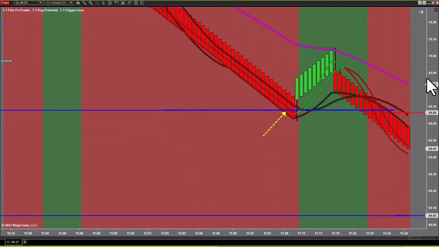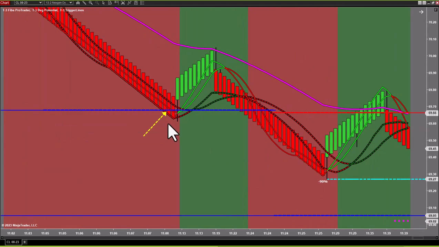Now, let's go forward on crude. Fibs hold. Do we have any divergence or anything? Not really. I'm a fan of divergence.